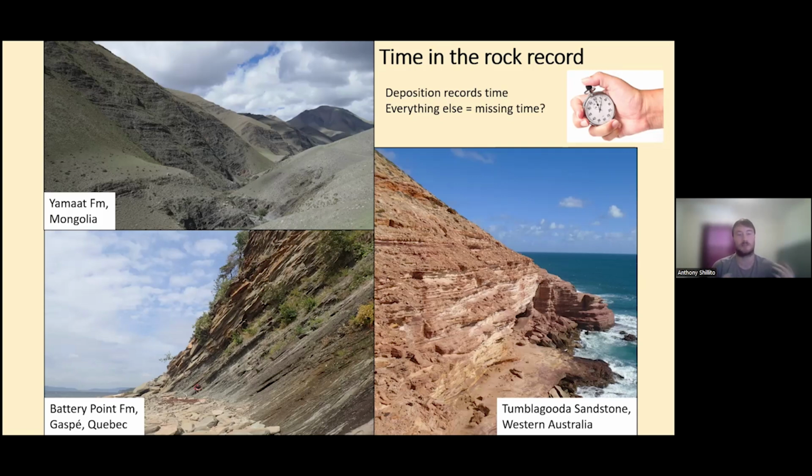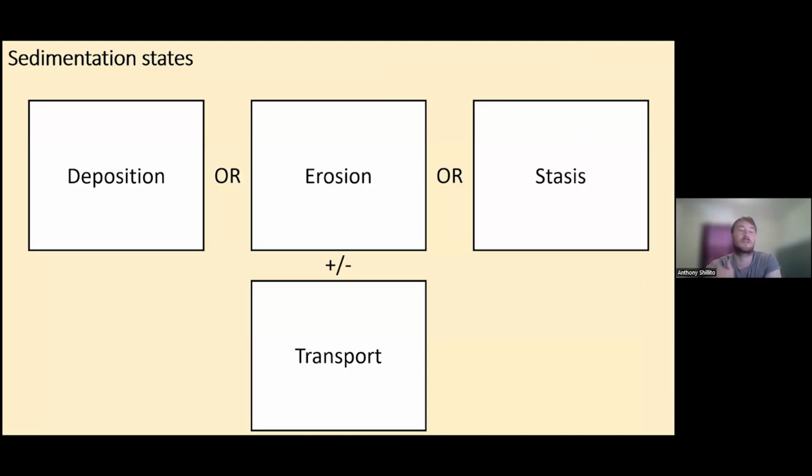Deposition is occurring in events and over short time spans. So what is happening the rest of the time? How do we fill in these gaps in time? That is by considering the other sedimentation states. So deposition, really very important, but we also need to consider erosion and the topic of this talk, sedimentary stasis. Stasis is when we're getting neither deposition nor erosion. It can occur alongside transport. And this is when a lot of life environment interactions are occurring.